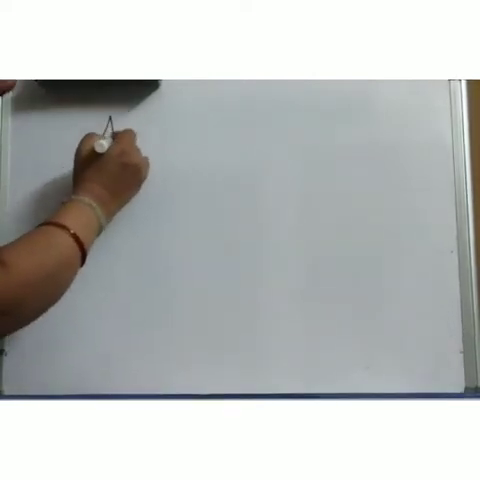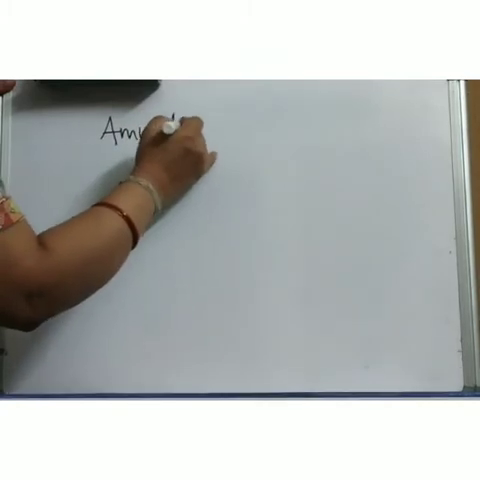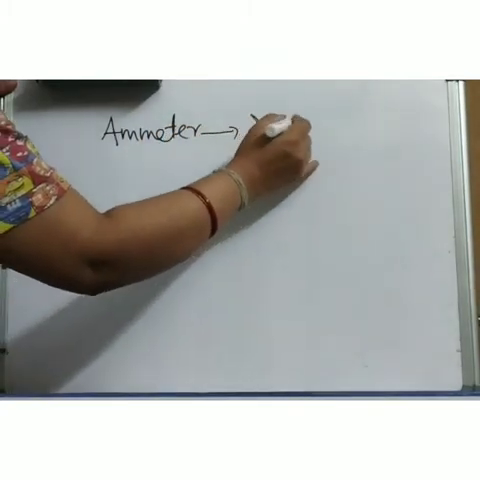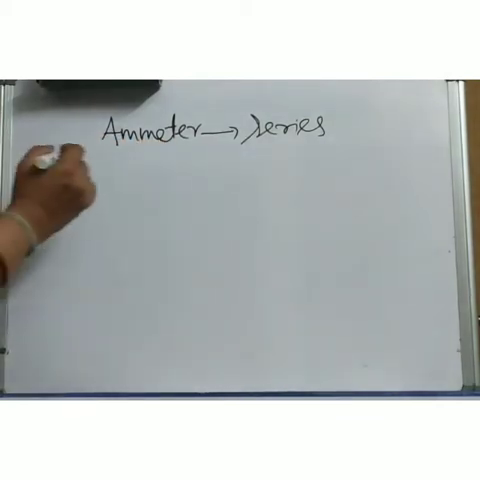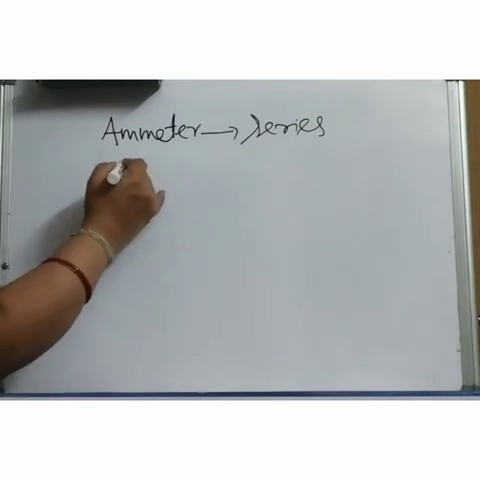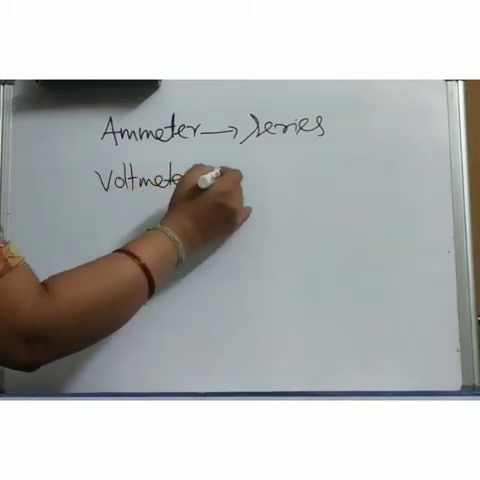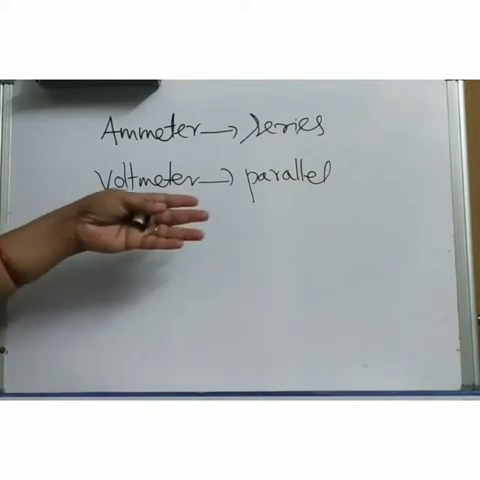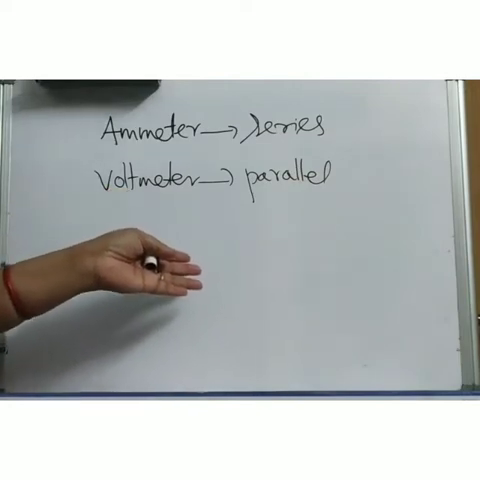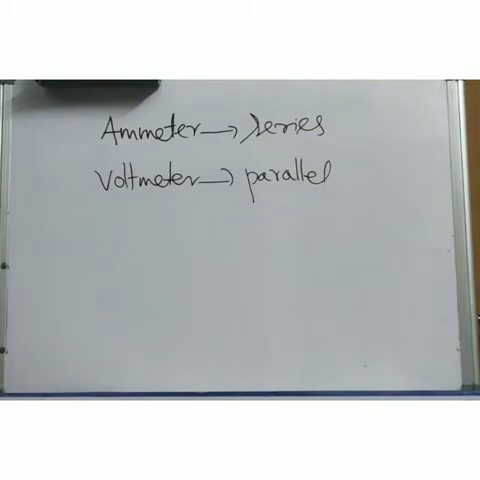We have discussed that the ammeter is used for measuring the current, and the voltmeter is used to measure the potential difference and potential. Okay. The ammeter is always connected in series with the circuit, and the voltmeter is always connected in parallel, across the circuit.